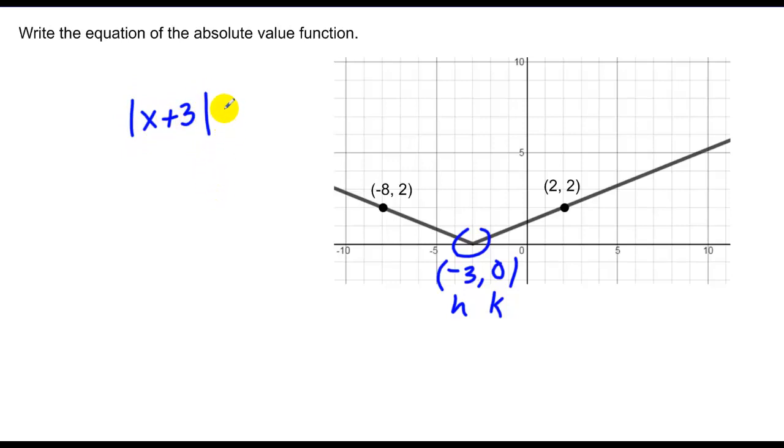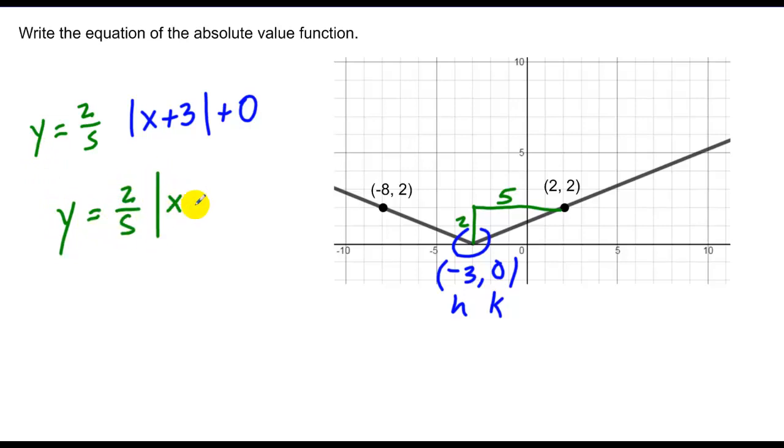and plus 0, because that's my k value and it's got to be out on the outside. Now I've got to look at what's my slope. I rise a total of 2 and move over 1, 2, 3, 4, 5 to get to my next point. So my slope appears to be 2/5. So therefore, y equals 2/5 times the absolute value of x plus 3. I don't need to say plus 0, I can leave it at that.